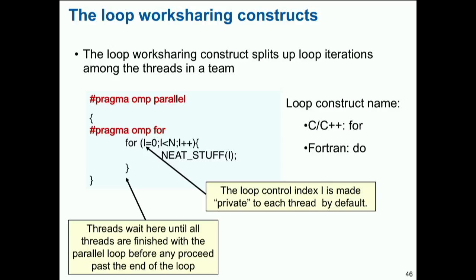If you didn't put omp for, the total number of times that neat stuff will be called would be n times p, where p is the number of threads. But now, the number of times the neat stuff will be called is exactly n. So that's what it is. It's a convenience function, very useful. And you'll probably use this more often than writing your own iteration space divisions.